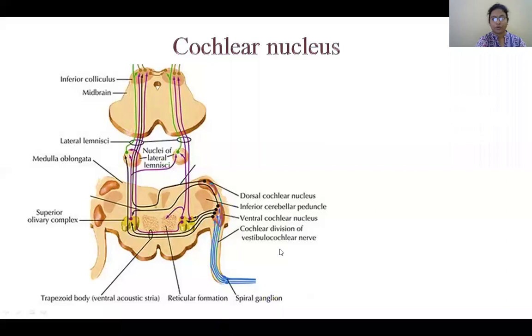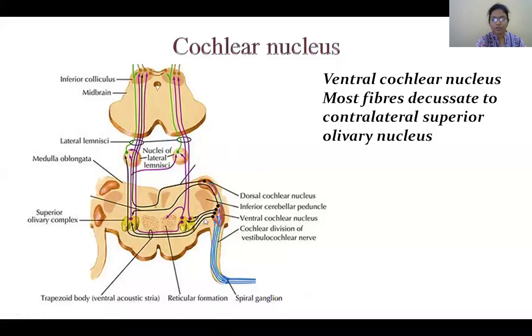Now, when you go to the ventral cochlear nucleus, if you look at these diagrams, these green structures are nothing but the superior olivary complex. From the ventral cochlear nucleus, a few fibers reach the ipsilateral portions and a few go to the contralateral portion. Most of the fibers cross the midline and reach the contralateral superior olivary nucleus. This crossing over, this decussation, forms the trapezoid body. So the trapezoid body is nothing but the fibers crossing from the ventral cochlear nucleus towards the contralateral superior olivary complex.